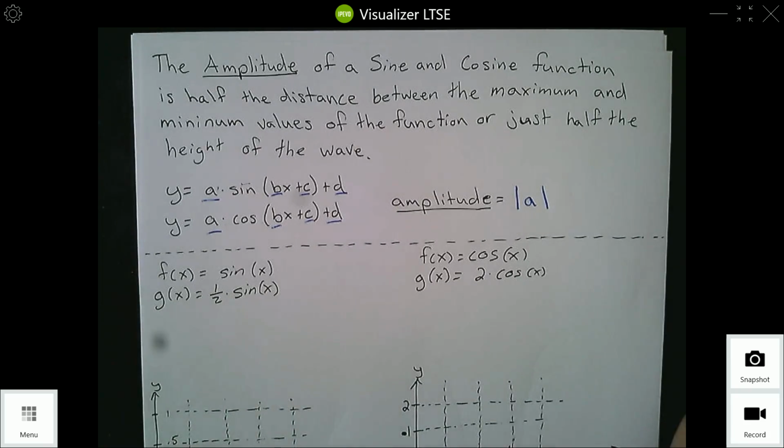The reason we say the absolute value is because you don't really care whether it is negative or positive. You just want to take the maximum value of it, which is always the absolute value. Okay, so now we're going to go over how to identify the amplitude of the functions, and then we're going to see how it looks when you graph it.